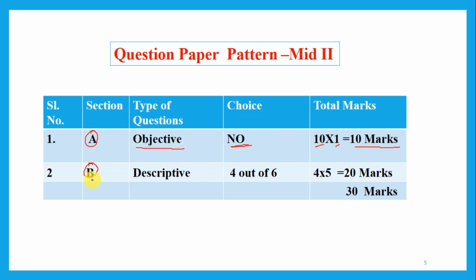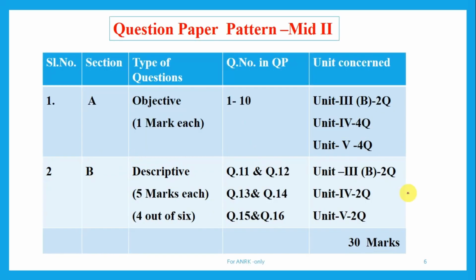When it comes to part B, we have descriptive questions. In these we have to answer 4 out of 6. Each question carries 5 marks. 4 fives are 20 marks, and 10 plus 20 makes a total of 30 marks. We have to answer in 2 hours. Now the question paper pattern is the same.